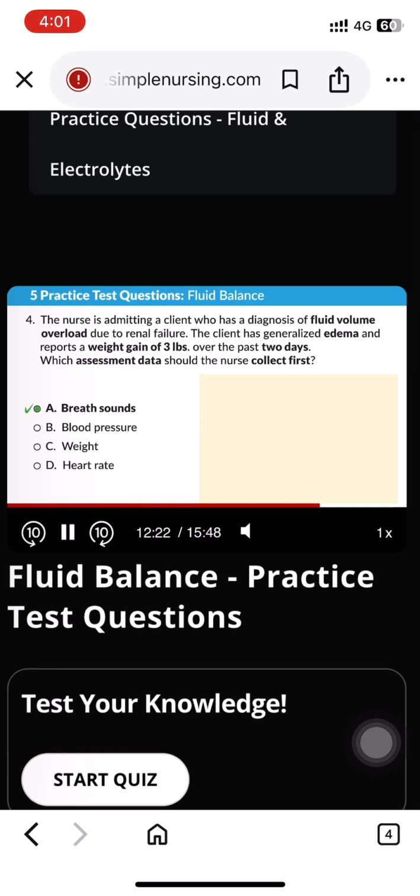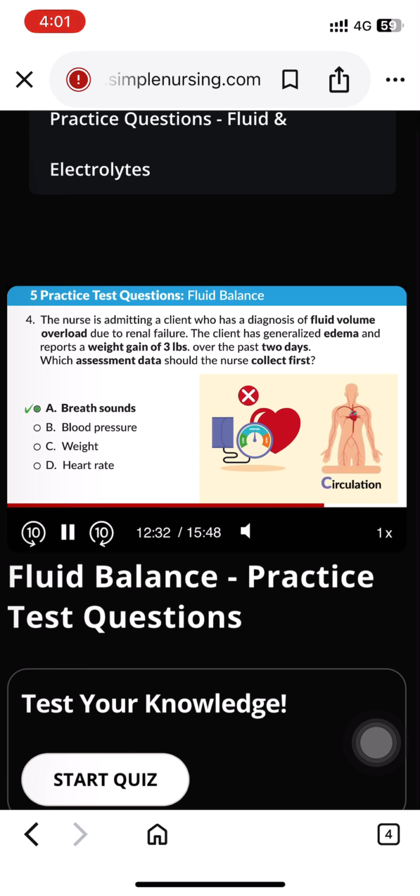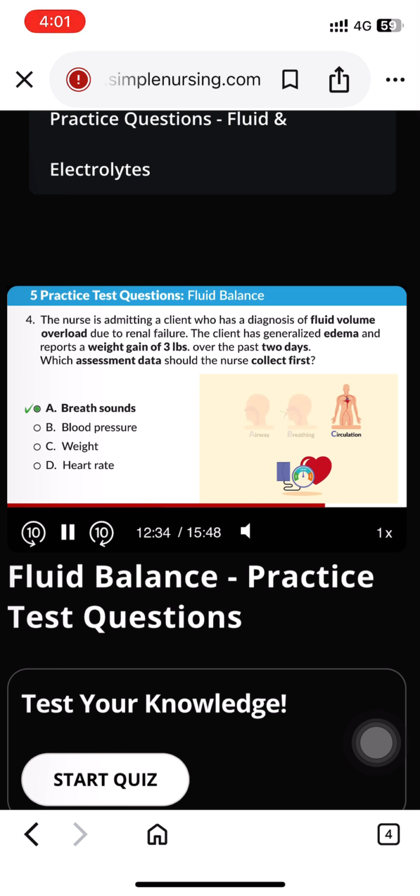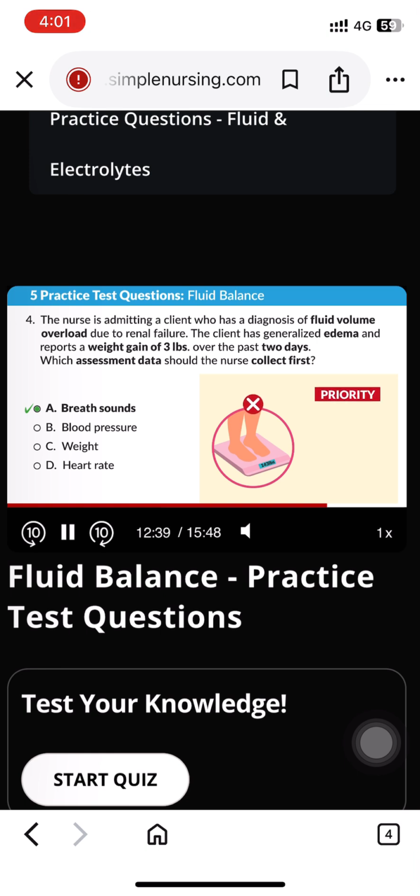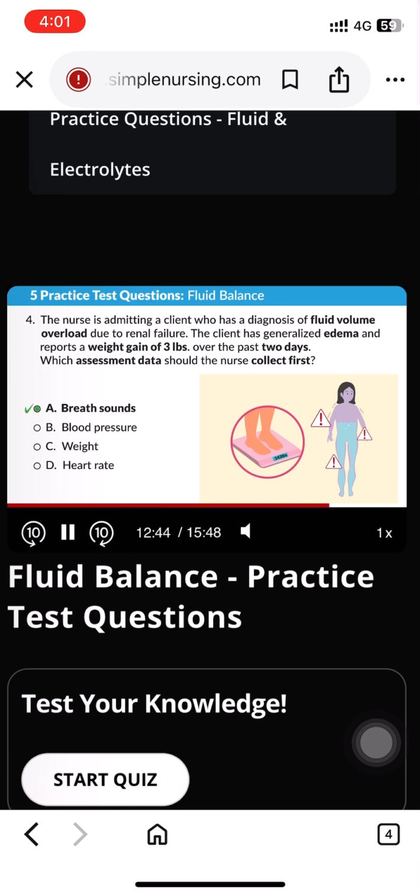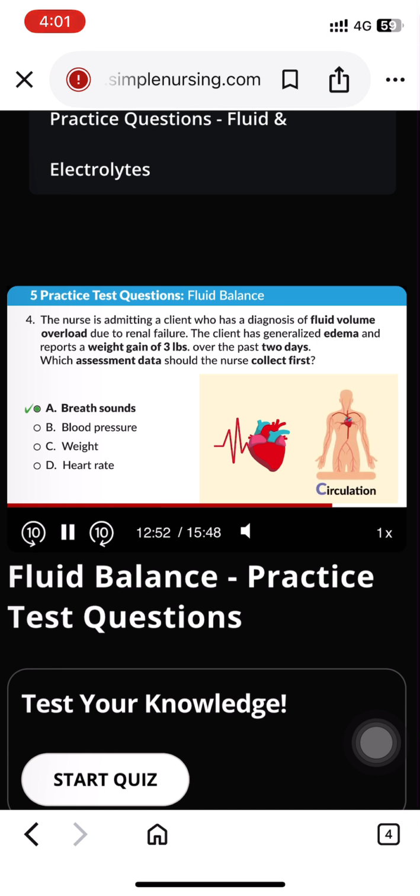Now, B, C, and D are all incorrect, but let's break it down. So B, the blood pressure, this one was very close, but it's incorrect. This is a circulation assessment. So if there were no options for airway and breathing, then this would be the assessment to do. And C, weight is not the priority over breath sounds. But daily weights are very important to assess because remember, when weight gain, we have water gain. And D, the heart rate. Again, this is a circulatory assessment, so it's incorrect because it doesn't take priority over breathing.